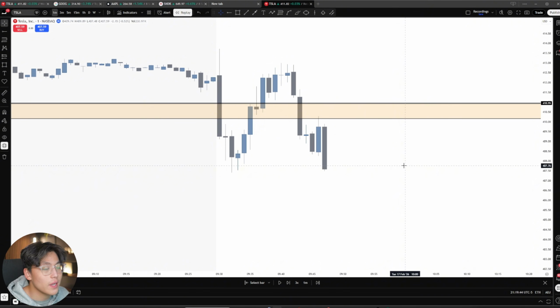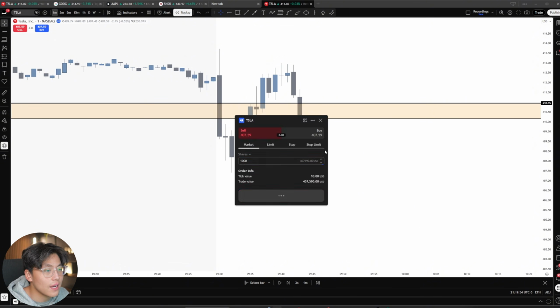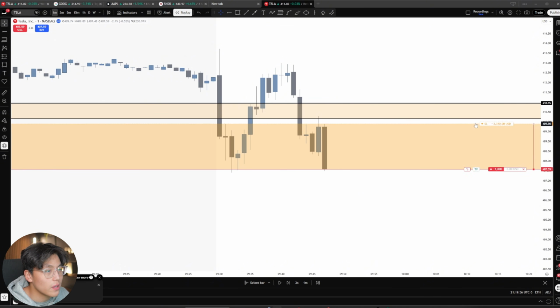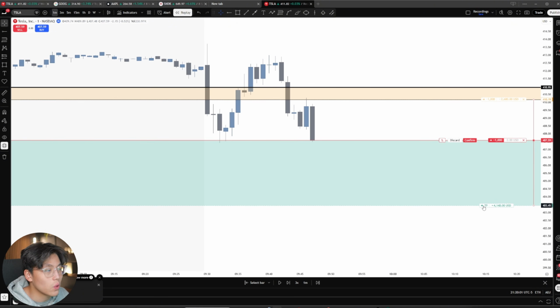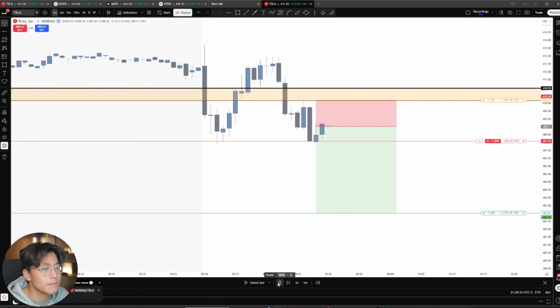And as you can see right here for Tesla, once we broke back underneath, super solid rejection right off our previous day lows along with our pre-market lows. This is exactly where we can go look to short with a stop loss just above the break. Now we can be looking for a continuation towards the downside. Now let's play out the tape.